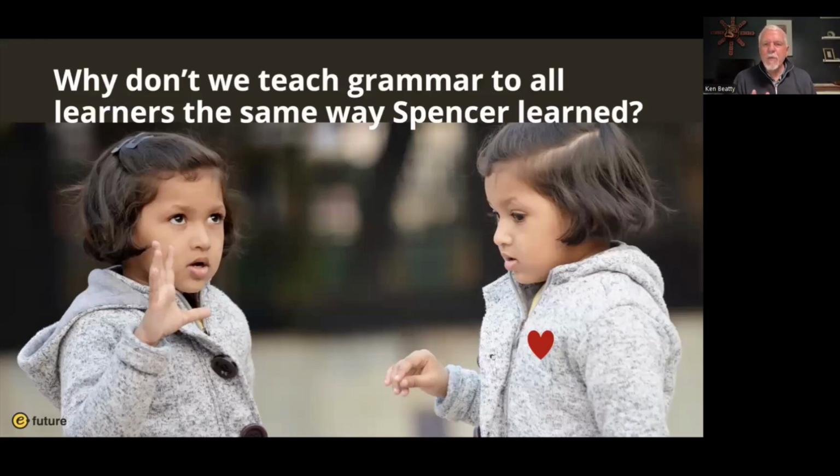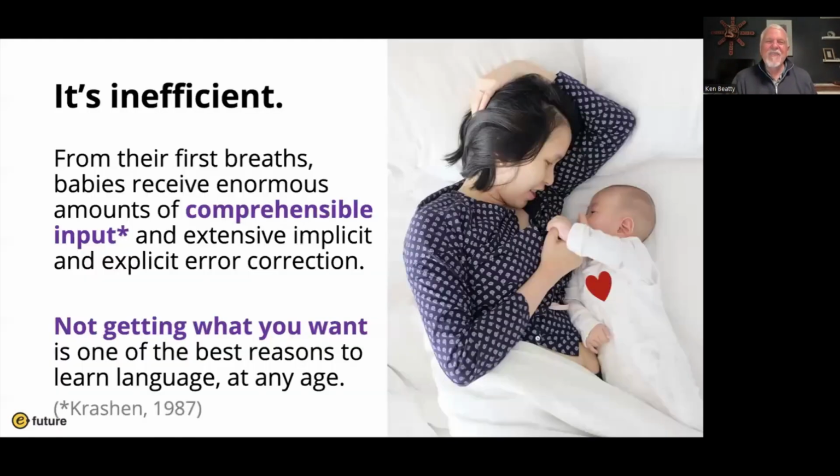Okay, so why don't we teach grammar to all learners the way that Spencer learned? Why don't we just have that implicit feedback and let him create rules and do everything else? Wouldn't that be wonderful? Well, there's a big reason: it's inefficient. From their first breaths, babies receive enormous amounts of what Krashen called comprehensible input, language that they're hearing that is meaningful communication, and extensive implicit and explicit error correction.